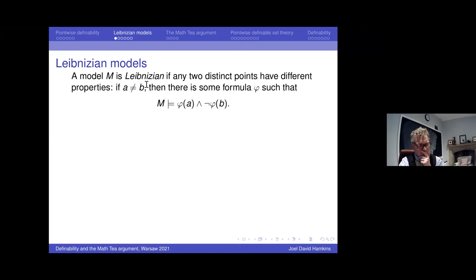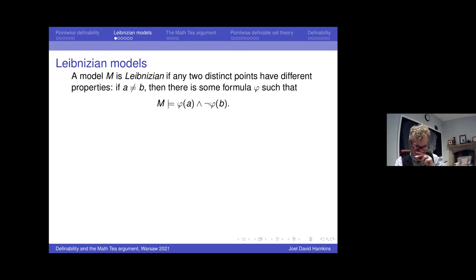Okay. Now there's a related concept for pointwise definability, what's called Leibnizian models. This was terminology introduced by Ali-Enayat, and I really like it a lot. So a model is Leibnizian if any two distinct points have different properties. So if I have a and b different objects, then there should be some formula that distinguishes them. So phi of a is true, but phi of b is not true. So it's sort of instantiating Leibniz's principle on indiscernibles.